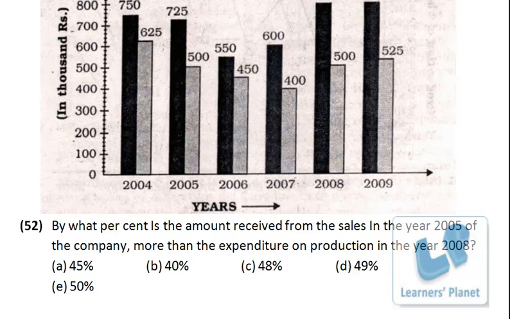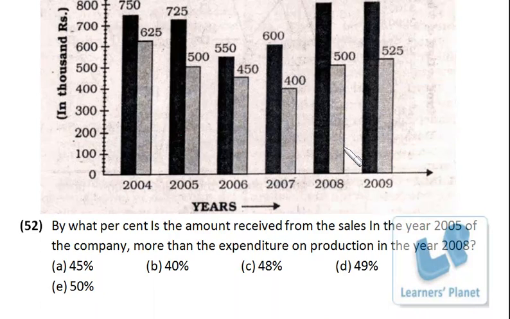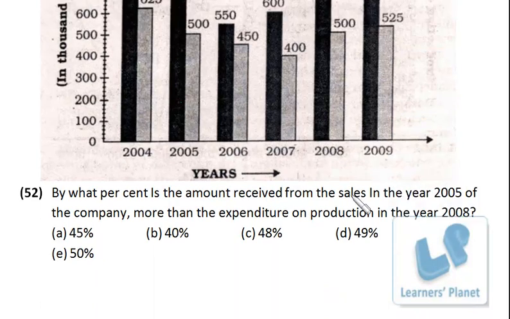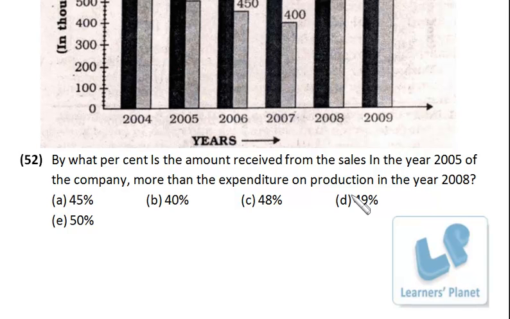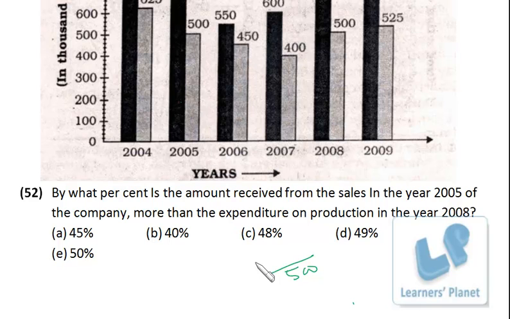So expenditure of production in year 2008, it is cost of production, that's this. In 2008 it is 500, and revenue from sales in this year 2005, that is 725, so it is 225 more, and into 100, so it is 45%. Pretty simple.